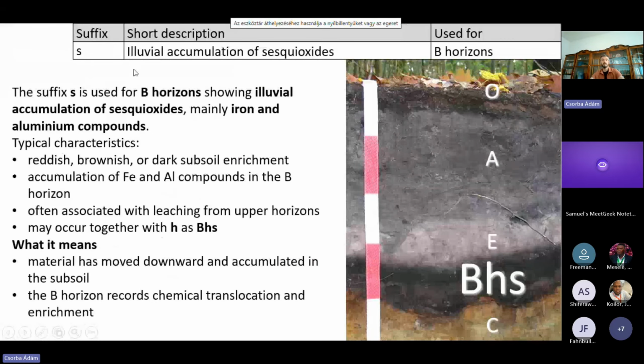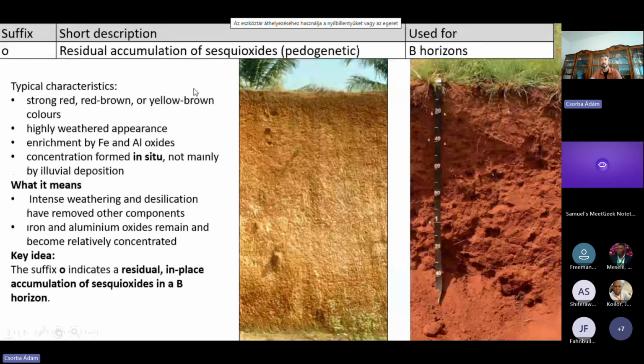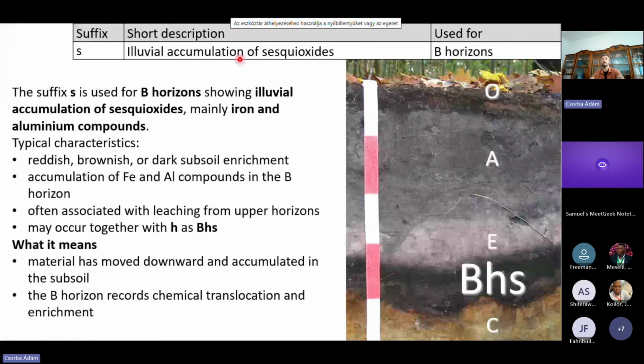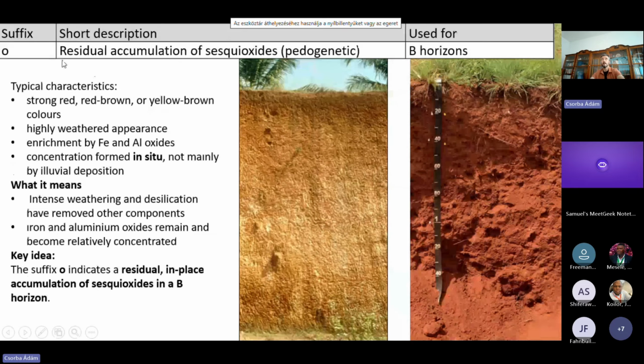So previously we saw the alluvial accumulation of sesquioxides. In case of O, this means the residual accumulation of sesquioxides. Alluvial always means that a material that has been here before gets alluviated, gets washed down into the subsoil from the topsoil. This is very briefly the so-called alluviation. Residual accumulation means that these materials form in situ, in place. They don't move, they stay there.